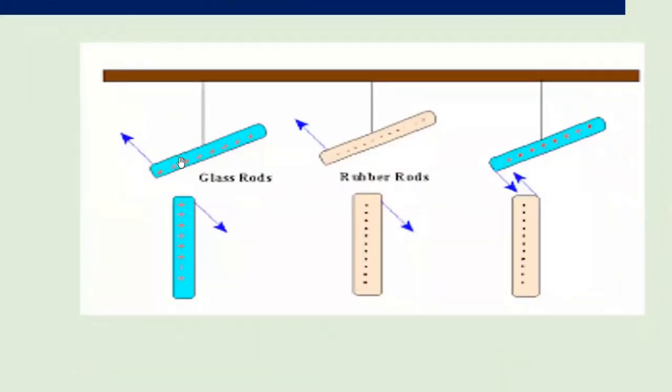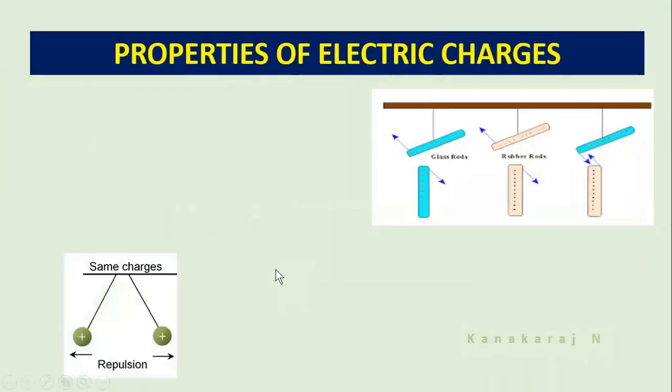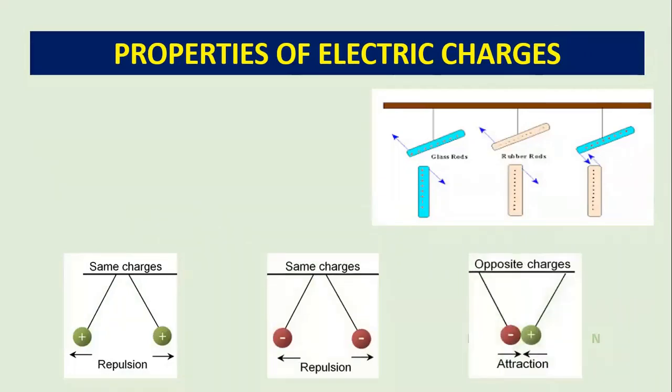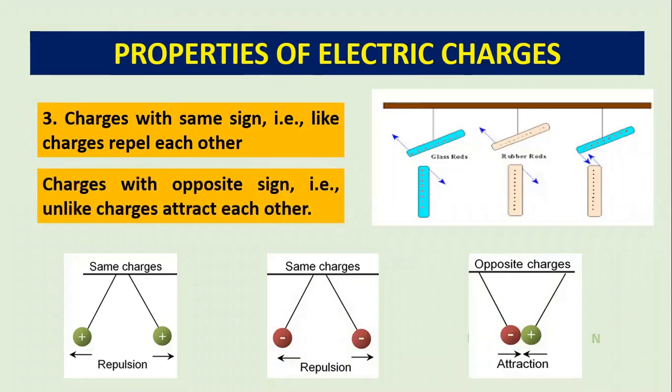They repel each other. Glass rod positively charged, glass rod positively charged, they repel each other. Negatively charged rubber rods, they are repelling each other. The glass rod and the rubber rod, they attract each other. So we can say that positive repels positive, negative repels negative, positive attracts negative. Opposite charges attract, same charges repel. So charges with the same sign, like charges, repel each other. Charges with opposite sign, that is unlike charges, attract each other.